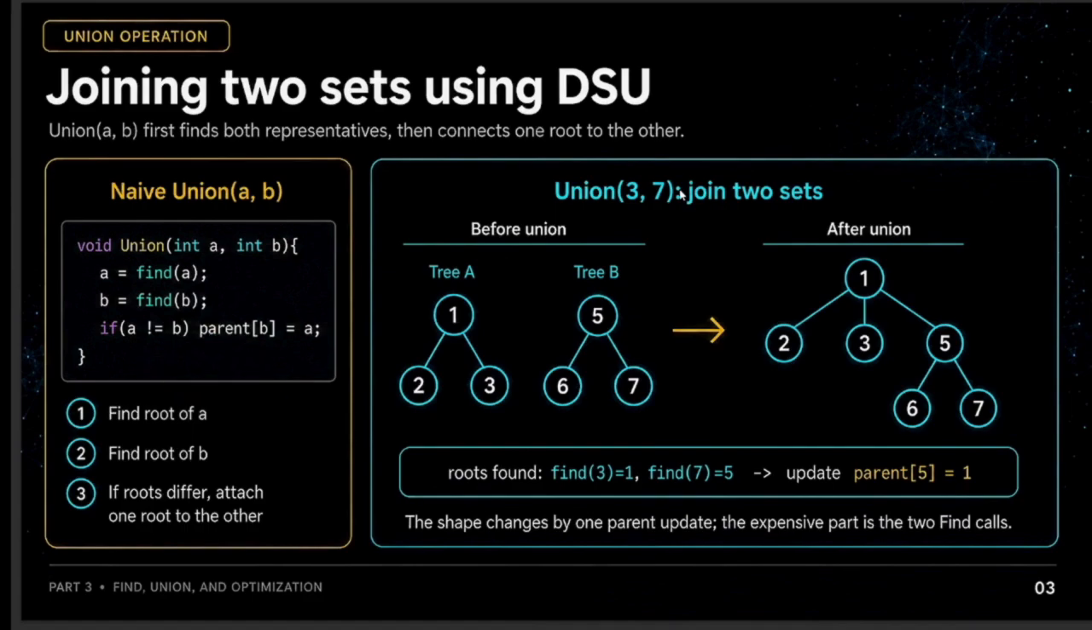For example, union of 3 and 7. Find of 3 returns 1. Find of 7 returns 5. Since those roots are different, we update parent of 5 equal to 1. And now both trees are merged under root 1. The actual merge is just one pointer update. The expensive part is the two find calls underneath.